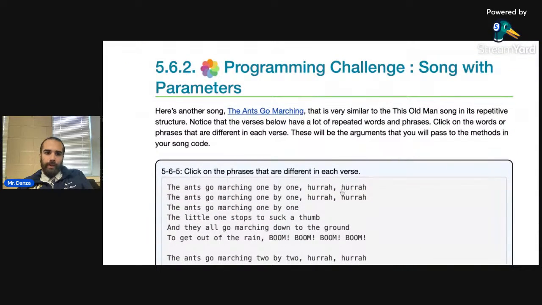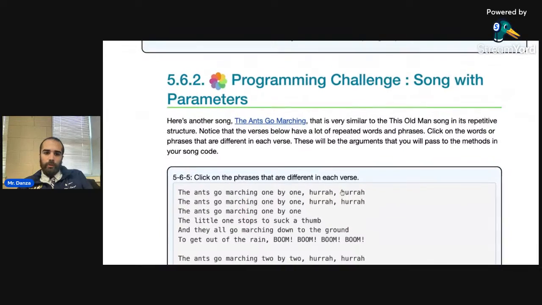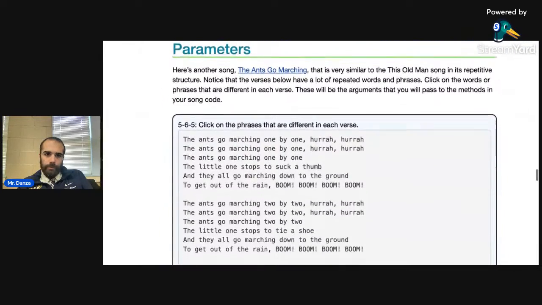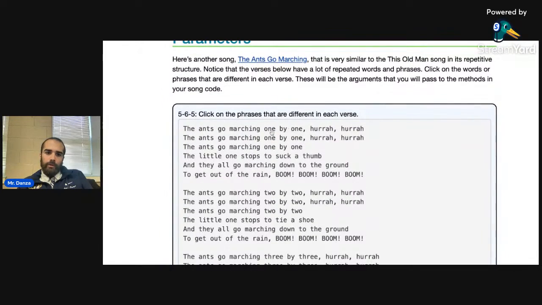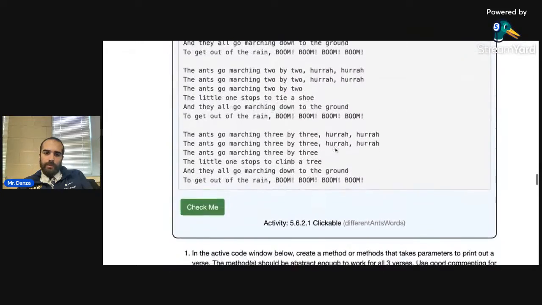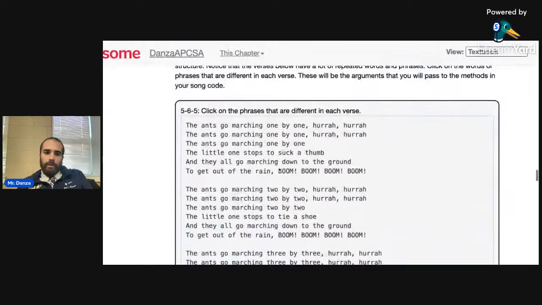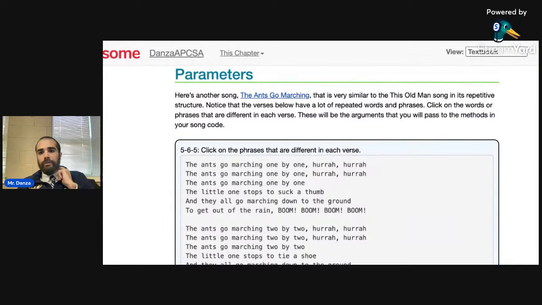All right, 5.6.2, programming challenge, song with parameters. The ants go marching one by one. The ants go marching one by one. The ants go marching one by one, right? That's annoying after a while. It says, click on the words or phrases that are different in each verse. One by one.